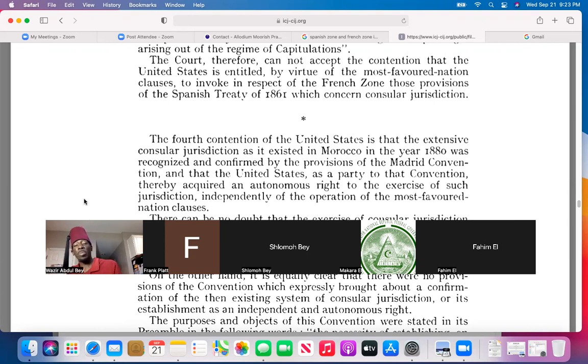And catching flack for it. But guess what? I don't give up. I was called a treaty Moor by a brother on Facebook. A treaty what? A treaty Moor.